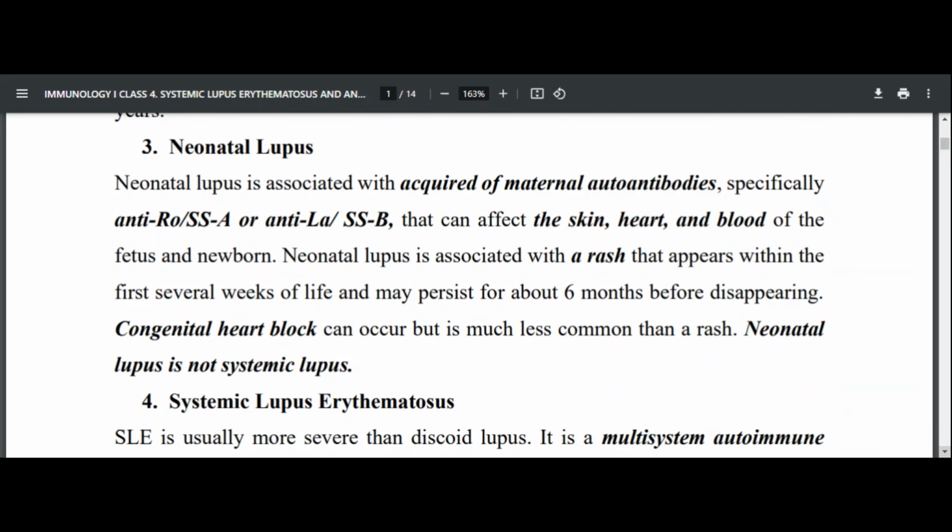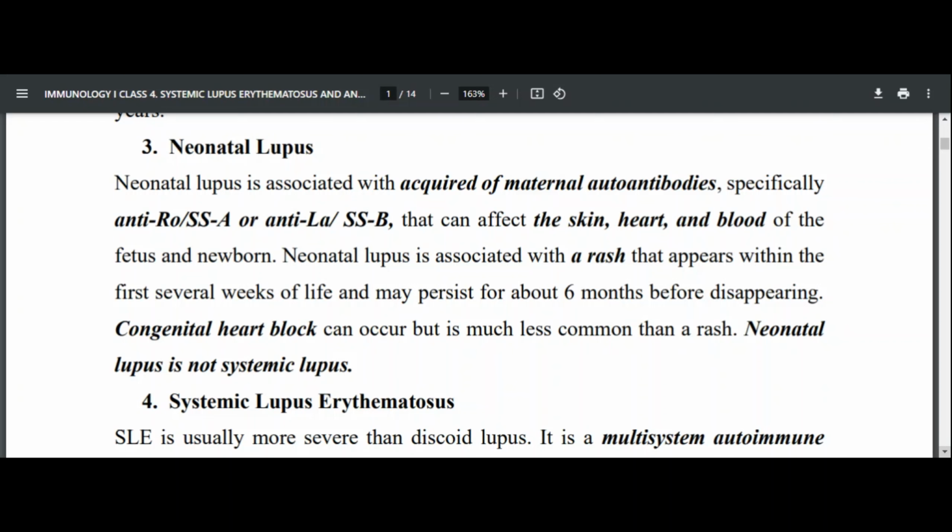So anti-Ro and anti-La are autoantibodies that are normally seen in neonatal lupus, and those autoantibodies can affect the skin, heart, and blood of the fetus and the newborn. Those two classic antibodies, anti-Ro and anti-La, are both found in neonatal lupus, and they can actually affect the skin, heart, and blood of the neonates.